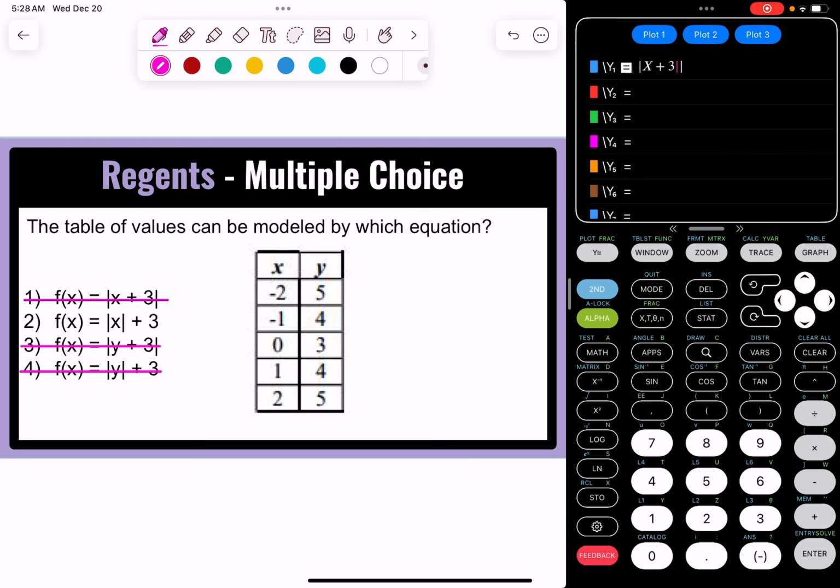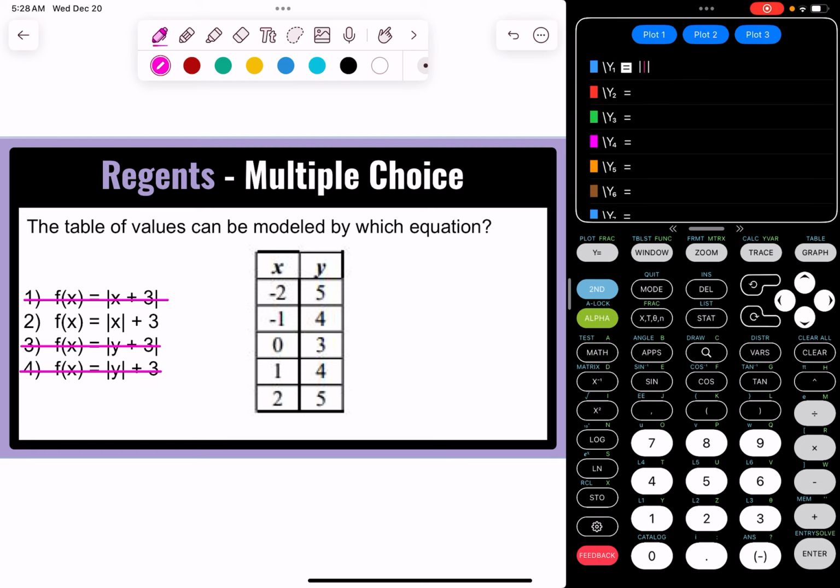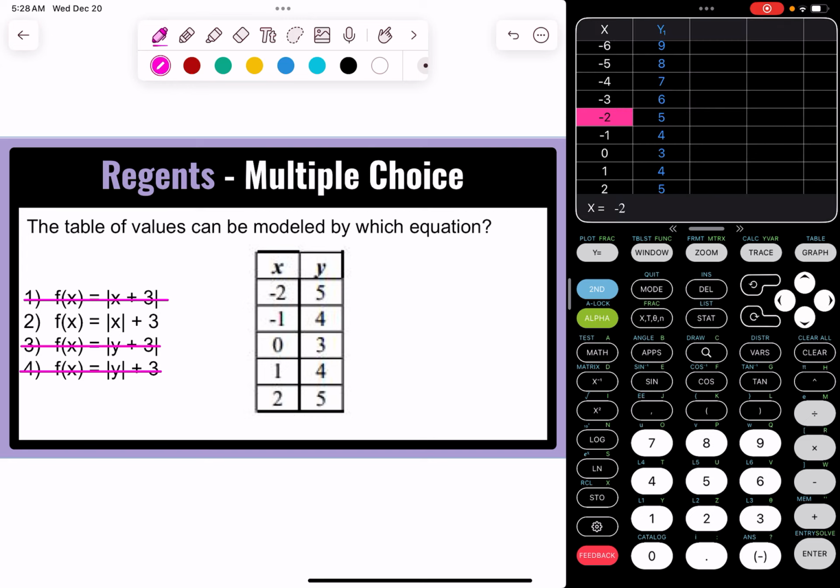And let's look at this one. The absolute value of x plus 3. And let's go to the table. Negative 2, 5, negative 1, 4. That looks great. This is our answer. These are easy questions that we can get right, no problem.